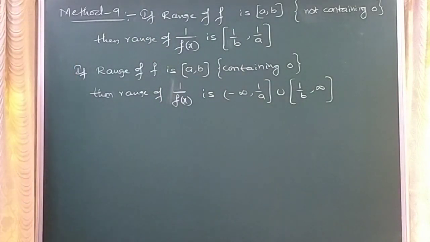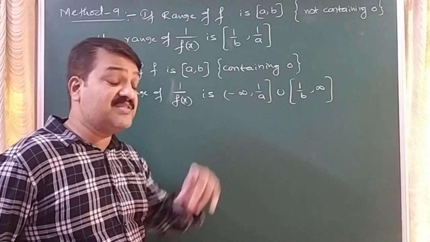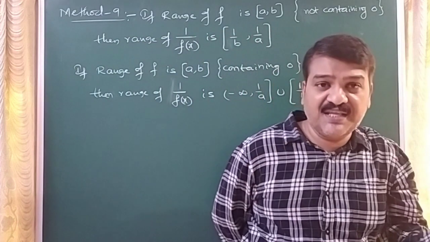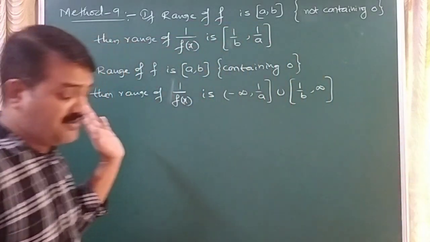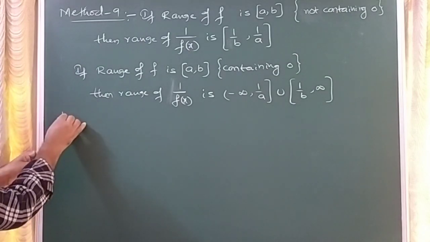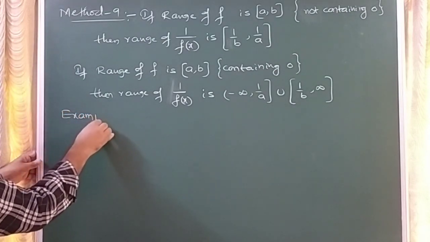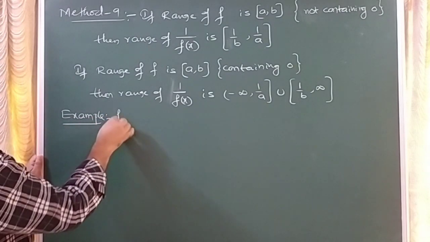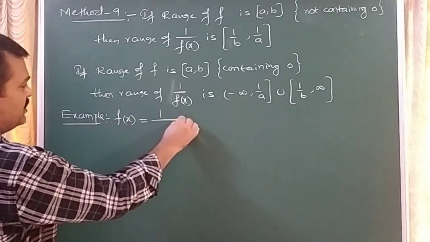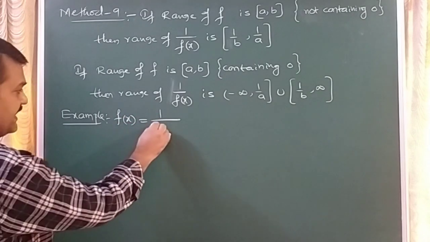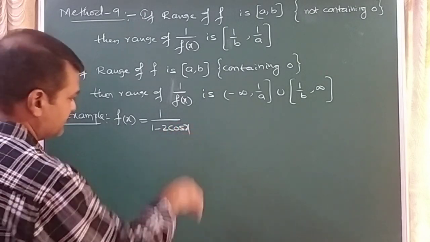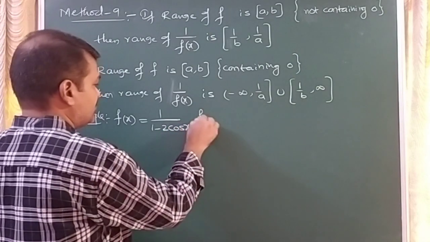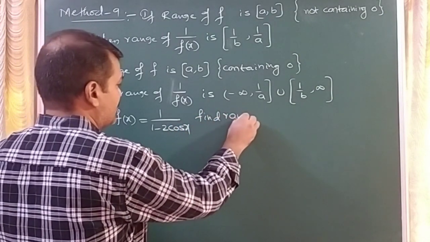So this is the model to find the range of 1 by f of x when you know the range of f. When you know the range of f, to find the range of 1 by f of x, this technique we can use. So example, let us consider a function like this. F of x is equal to 1 by 1 minus 2 cos x. So you are given a function like this. Range of this function is required. So find the range of this function.